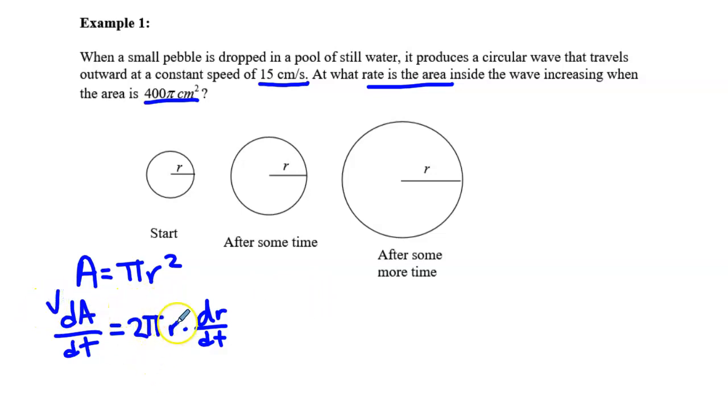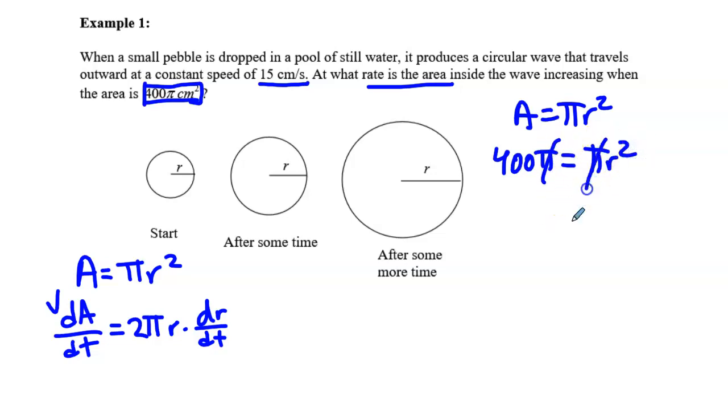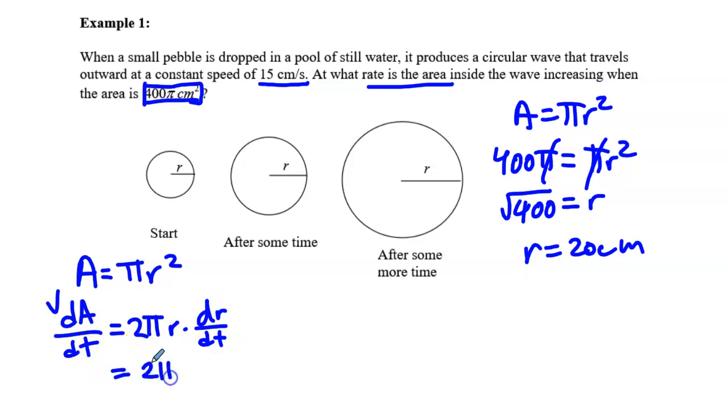2 pi, we don't need anything there. The radius, we don't know. But we do know that at that particular moment in time, the area is 400 pi square centimeters. So I'm going to take this formula that we have, A equals pi r squared, sub in 400 pi square centimeters and solve for r. Okay, so the pi's cancel, and then the square root of 400 is equal to r, and r is equal to 20 centimeters.